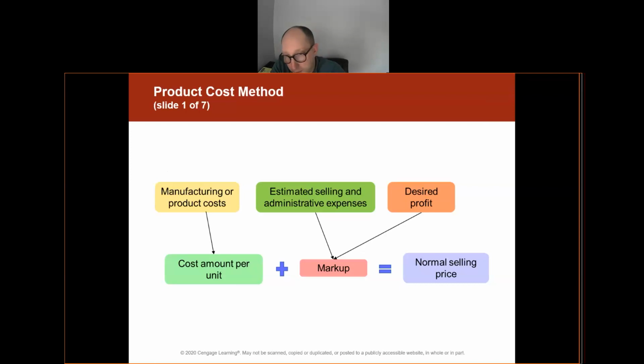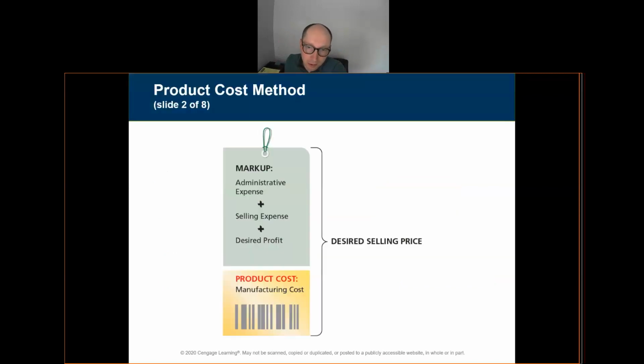The plus, which is the markup, that's my desired profit, that's my estimated selling price. I'm sorry, that's my cost plus selling administrative expenses. So if I sell it for my manufacturing costs, direct materials, direct labor, factory overhead, plus selling administrative expenses, that could be my normal sales price. Or I could go manufacturing cost plus desired profit, and that would be my normal sales price. Those are the two ways to do it.